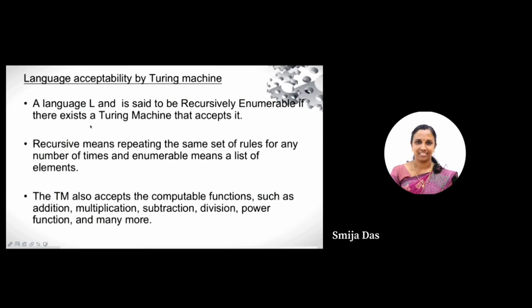Now we can see the language acceptability by a Turing machine. A language L is said to be recursively enumerable if there exists a Turing machine that accepts it. Recursive means repeating the same set of rules any number of times, and enumerable means a list of elements. The Turing machine also accepts computable functions such as addition, multiplication, subtraction, etc., and many more functions can be computed by a Turing machine.